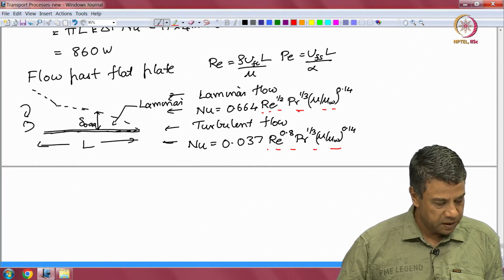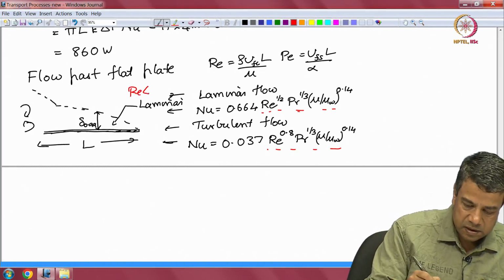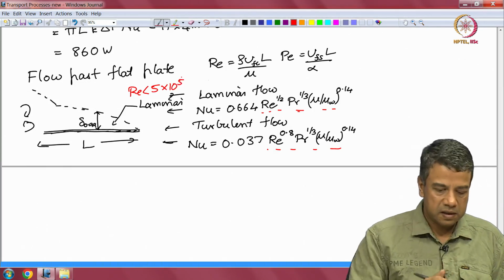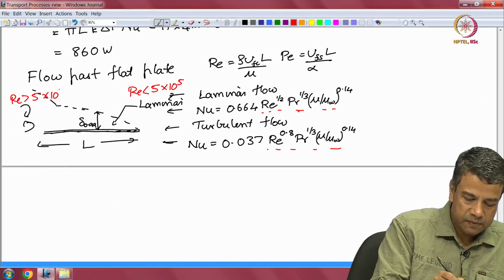Laminar flow for Re less than 5 into 10 power 5, based upon the length. In turbulent flow, the Reynolds number is greater than 5 into 10 power 5.